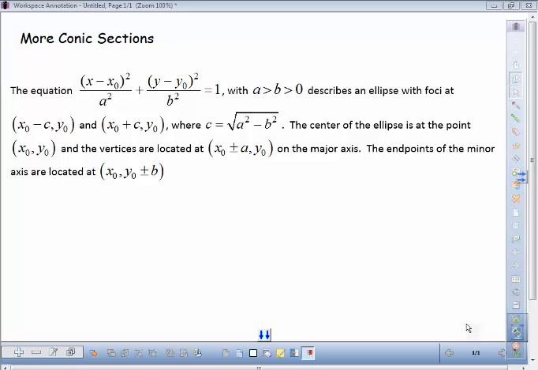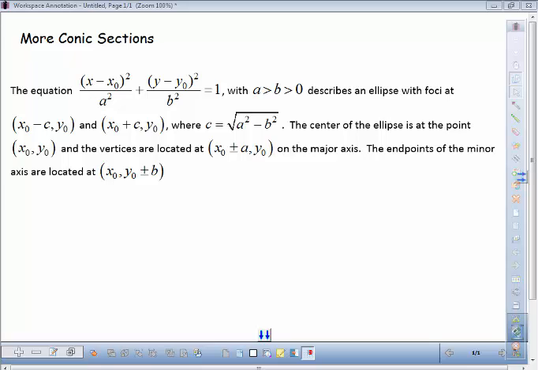This is your standard equation for the ellipse: (x minus x naught) squared over a squared plus (y minus y naught) squared over b squared is equal to 1. And for this case, they're saying a is bigger than b, but you can also have that switch where b is bigger than a. And then there's going to be a slight change in your graph, but essentially it'll look like an ellipse.